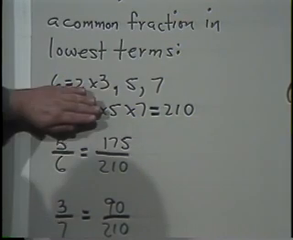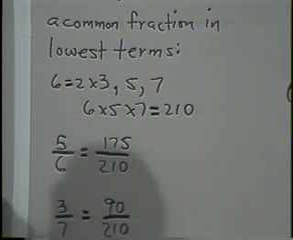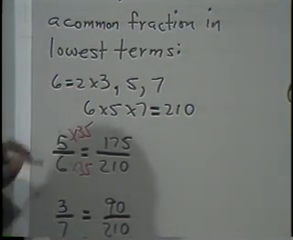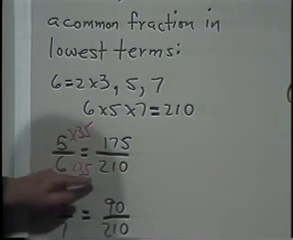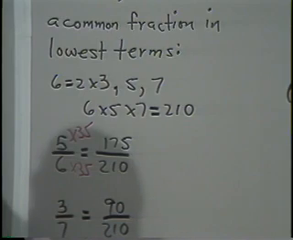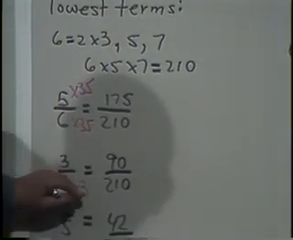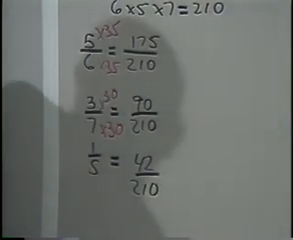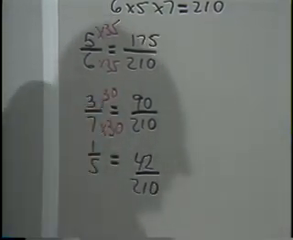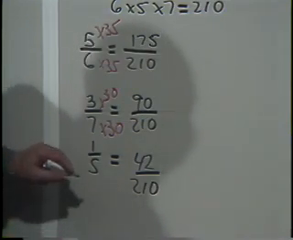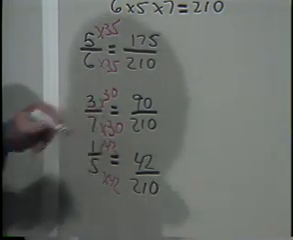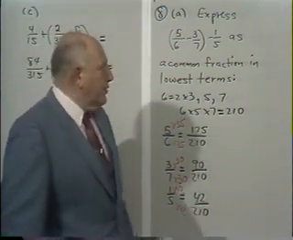And 6 will go into 210 35 times. So at a rate of 5 out of 6, you're taking 175 out of every 210. 7 goes into 210 30 times. So at a rate of 3 out of every 7, you're taking 90 out of every 210. 5 goes into 210 42 times. So at a rate of 1 out of every 5, you're taking 42 out of every 210.